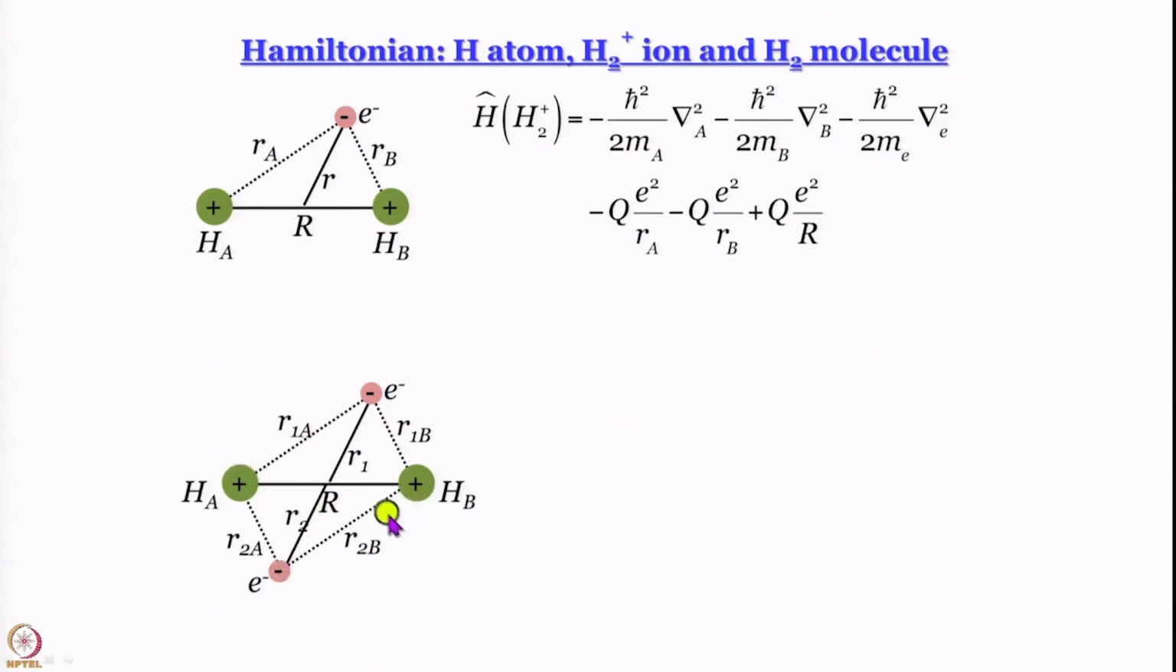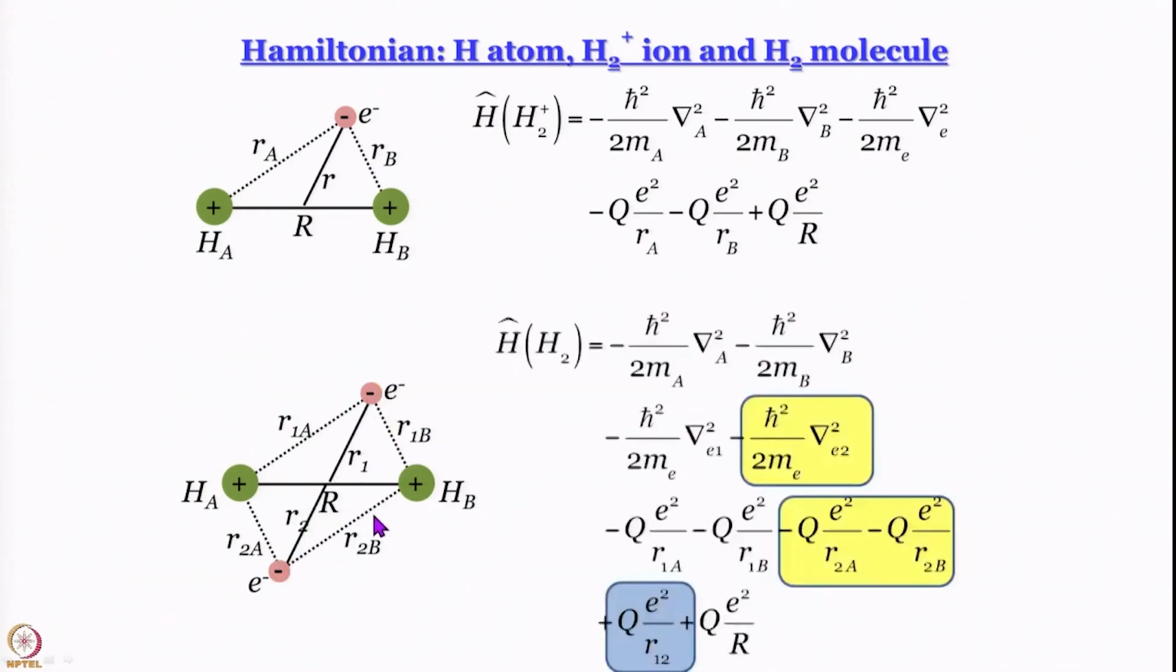Nucleus repulsion is accounted for, and the other term that you have to bring in is, of course, the kinetic energy of the second electron, minus h cross square by 2 me del 2 square. And finally, the additional term is electron repulsion. Electron separation is R12, so that will be plus QE square by R12. So, I have shown you, in highlights, the additional terms that come in with respect to the H2 plus Hamiltonian.